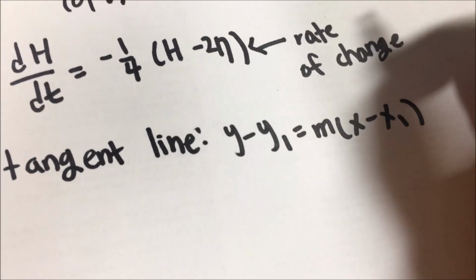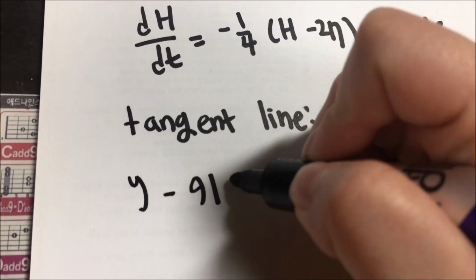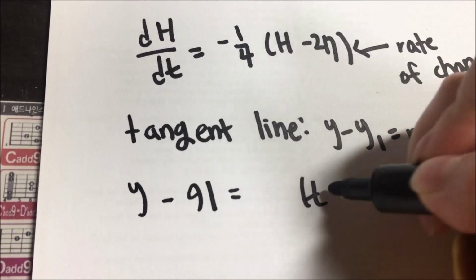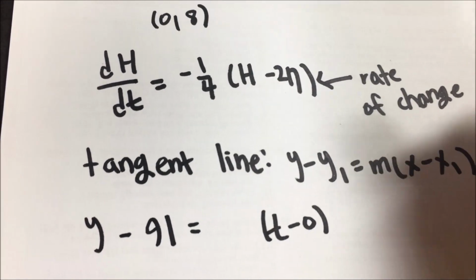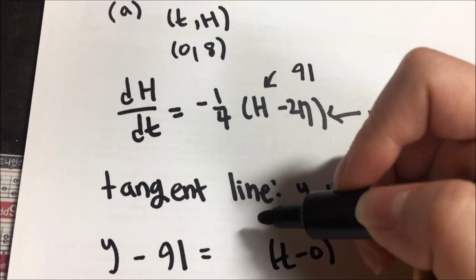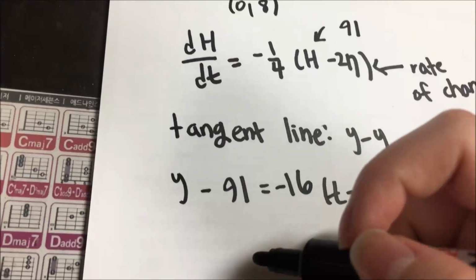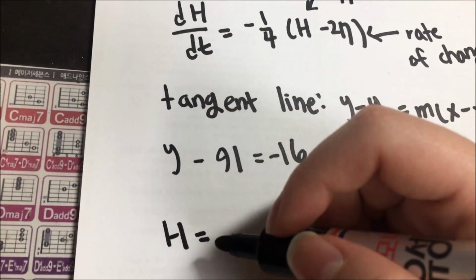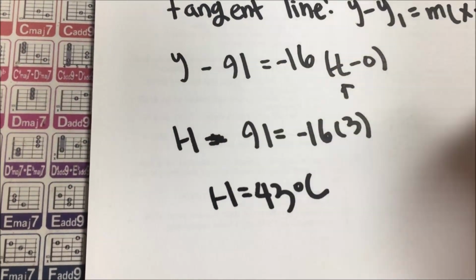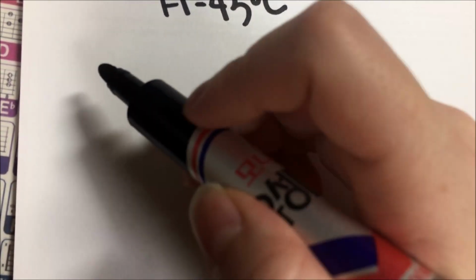If we plug in the values, the y, the slope, and the x values, you can see that it gives you this equation. We can replace the y with h, and if you replace the t with 3, since the question asks for time t equals 3, you get an answer of h equals 43 degrees Celsius.